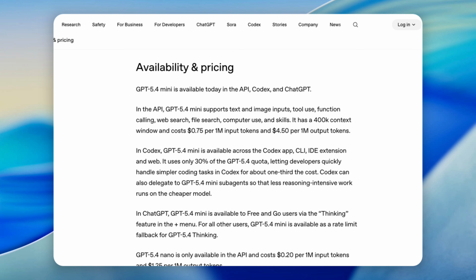So the bigger picture here is that OpenAI is actively pushing developers toward a tiered model architecture. Use the big model when you genuinely need it, and let smaller models handle everything else. And as Mini and Nano keep improving, the list of things that actually require the full flagship keeps getting shorter. That's interesting to watch because it means the cost of running serious AI systems is going to keep dropping, even as the capabilities go up.